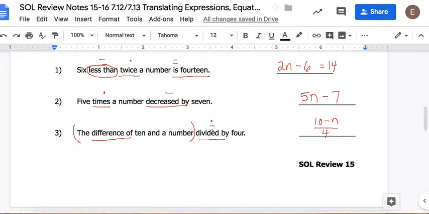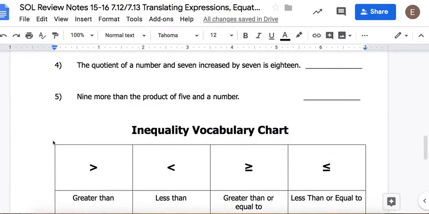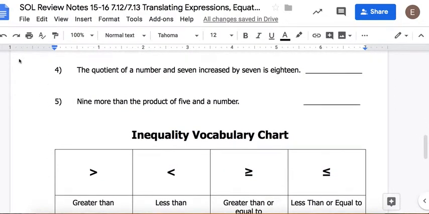Okay, let's turn to the next page. Number 4, the quotient, so underline quotient, of a number and 7. So we're going to put division, and quotient is a grouping word. Increased is an addition word, by 7 is 18.